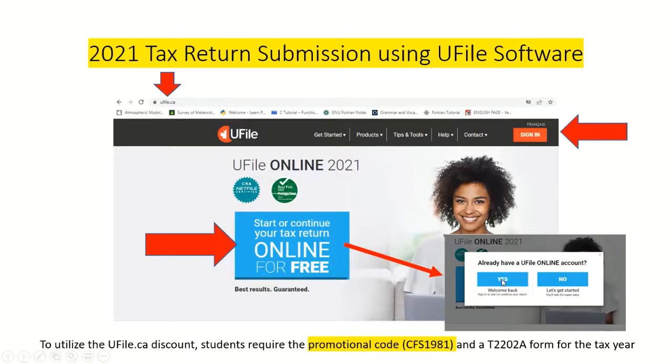And you will get two options: do you already have a Youfile account, yes or no. Depending on the situation, you can click yes or no. If you don't, then it will let you create an account in this software. Creating an account is very simple. You just provide the information. And please make sure, this is a very secure software, and it is one of the most popular software affiliated with the Canada Revenue Agency. So please feel free to provide all the information they ask if you are comfortable. And then, using this software, you can submit your tax.